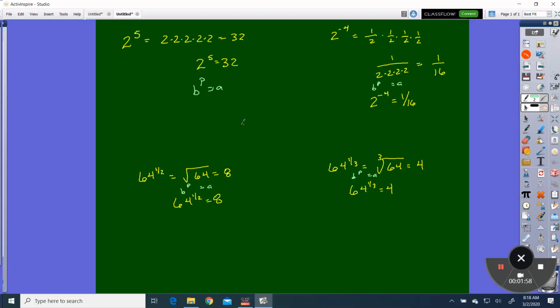Okay? So when we go backwards, we call it logarithms. So the logarithm is log, base, answer, power. Log back. So this one that was 2 to the 5th equals 32 is going to be log base 2 of 32 equals 5. Log base 2 of 1/16 equals negative 4.